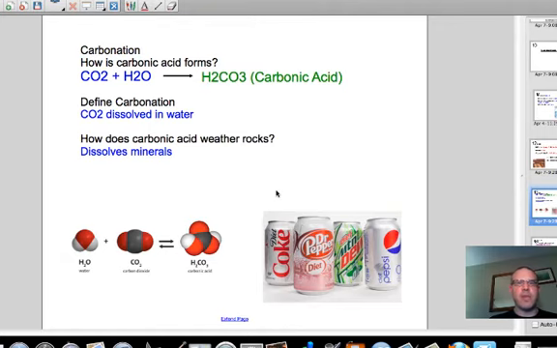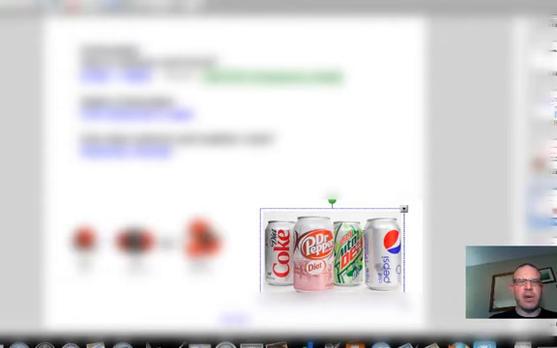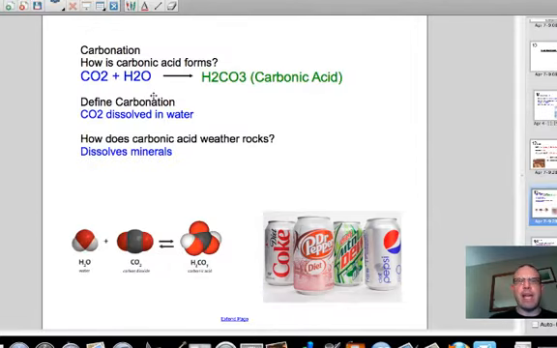Carbonation. Most of us probably think of the diet soda down here in the right-hand corner. What actually is carbonation, and how does carbonic acid form? We take carbon dioxide in water, and that's what we have in our soda, carbonated water. You are forming H2CO3, which is the carbonic acid. So when we define carbonation, we're talking about the dissolved carbon dioxide that's in the water. That's producing the fizz or the bubbles in that particular case.